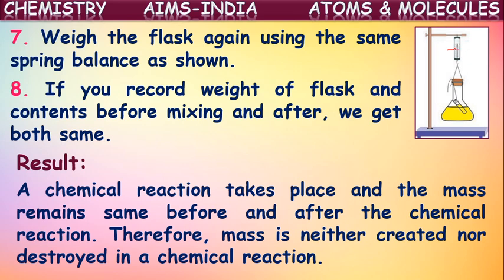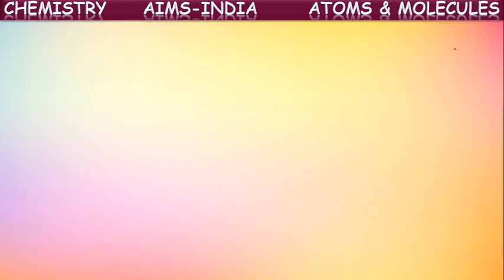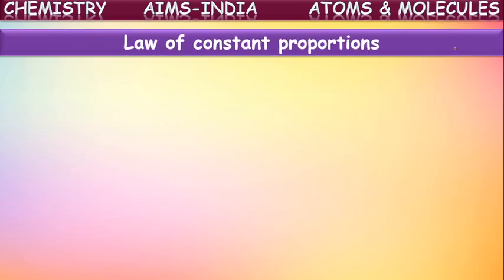There might be a change in the compounds formed. There might be a change in the colors, but there won't be a change in the mass of the substances. Total mass before the reaction and after the reaction will always be the same. This is illustrated as the law of conservation of mass, which was proposed by Antoine Lavoisier. Okay, got it? Next, let us see one more law, that is the law of constant proportions.